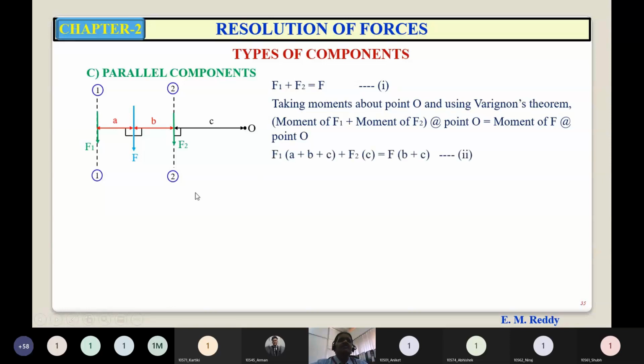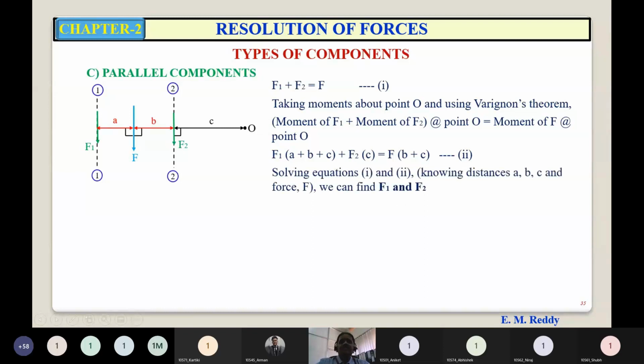Now, what is the moment of F1? F1 into the perpendicular distance from the line of action of the force to point O. So, F1 into A plus B plus C, plus what is the moment of F2? F2 into the perpendicular distance C, which is equal to the moment of the resultant. Here, F is the resultant, so it is F into B plus C. Okay.